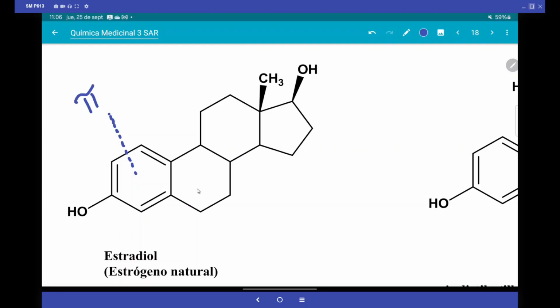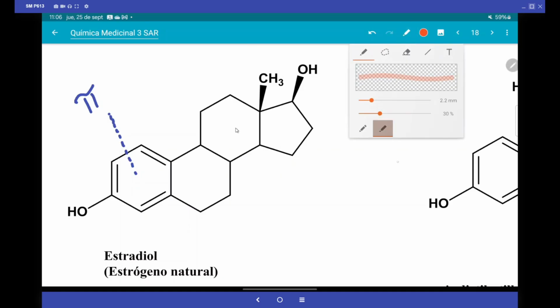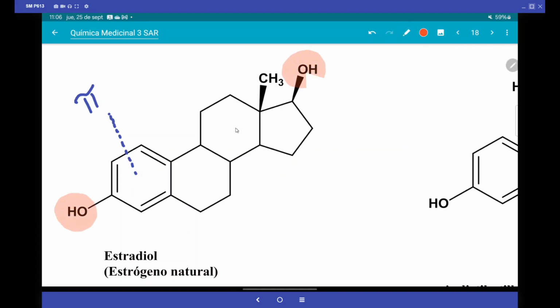We already have the rest: a fairly lipophilic structure, cyclopentanoperhydrophenanthrene type, derived from phenanthrene, and two polar groups that are important for anchoring to the estrogen receptors because they make hydrogen bond interactions. Now it has been determined that these two hydroxyl groups are important, and the distance between them is relevant. This distance from one hydroxyl to another is relevant. If you eliminate the hydroxyls, the activity drops considerably.